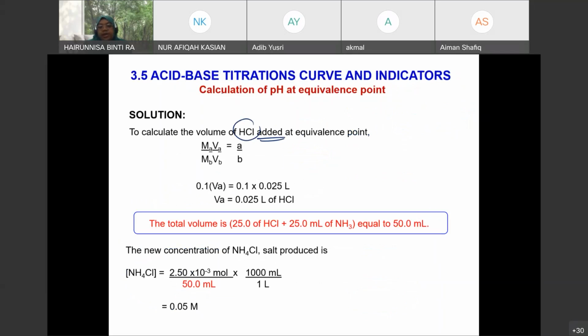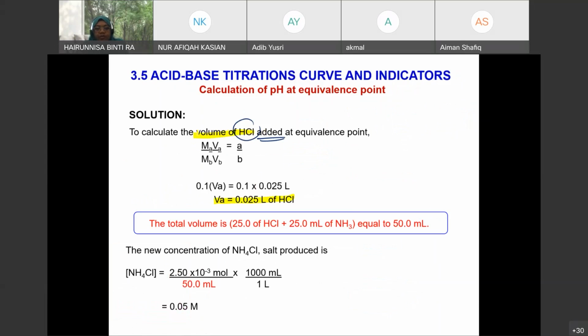Pun boleh, tak ada masalah. Yang ni, tadi kita boleh congak je sebab ratio mol dia sama. 25 ml untuk ammonia. So of course, HCl pun 25 ml kan, because concentration dia sama. Okay, cuma of course lah kita tahu kita congak, tapi you kena tunjuk juga calculation dia.